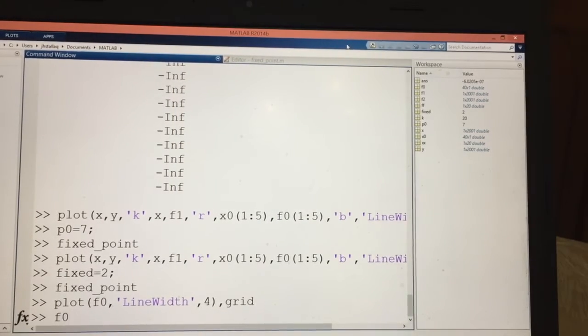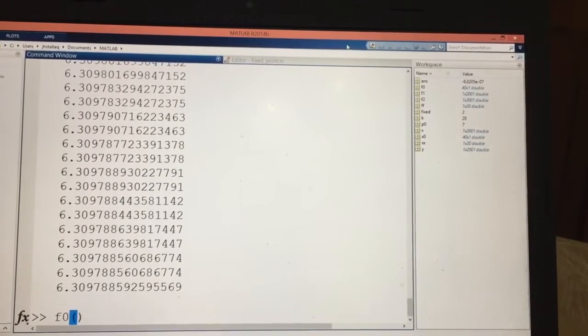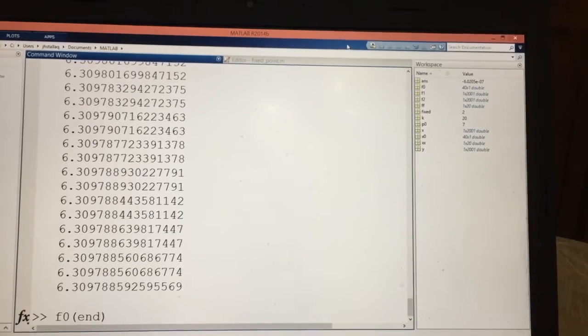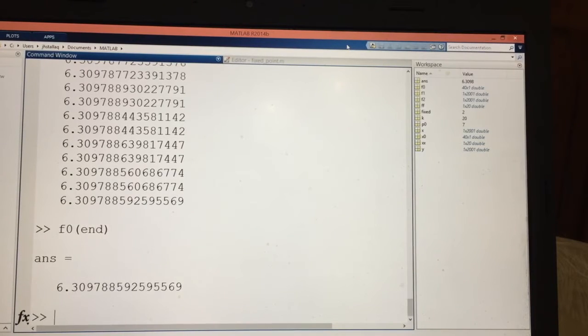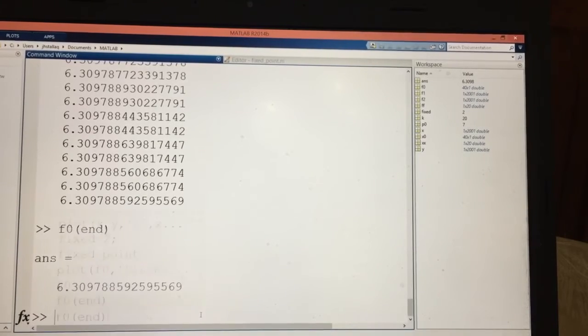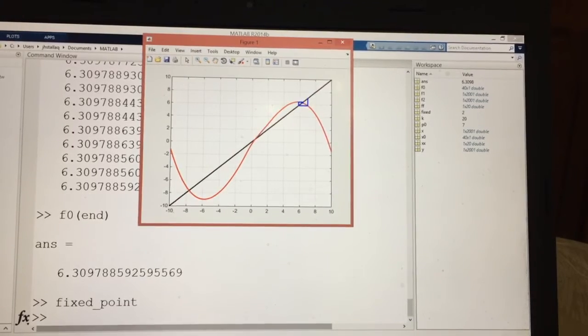Let's check p0 again: 6.3 something. You can find out the value by looking at the final value of p0 at the end: 6.31 approximately. Now let's run it again. Now we started at that side. We can start at a point nearby, let's say 9, and see what happens.